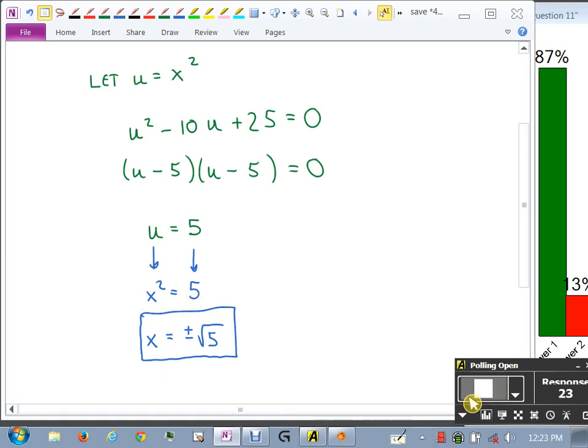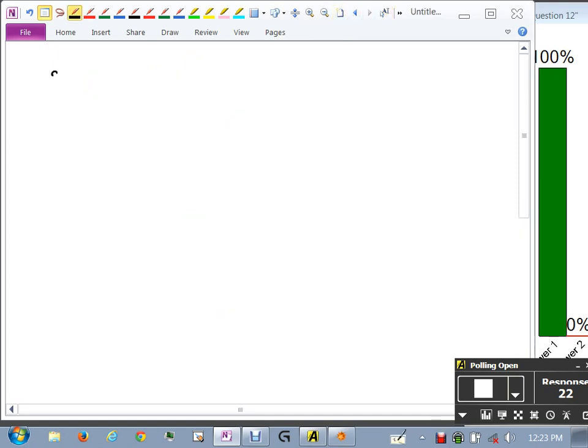Okay, tell me how you feel about this, yes or no? Okay. Next one, I've got about 15 minutes left. Let's see if I can knock out the next few. Solve this.